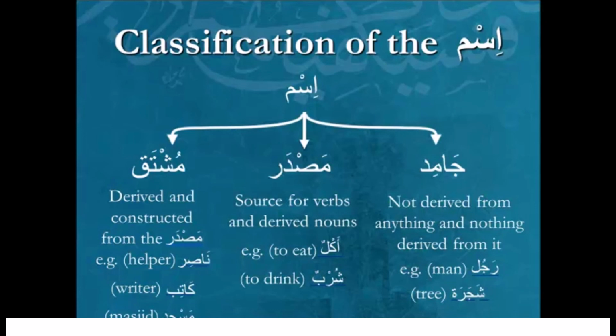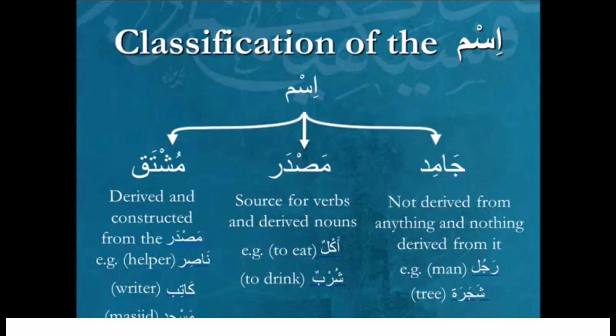On the other hand, we have Aklun and Shurbun. Aklun means eating and Shurbun means drinking. In other words, the act of eating and the act of drinking. So there's action, there's no tense. Because if you have a tense, then it becomes a verb. You see, and it's not what we're talking about anymore, right? So that's called masdar, launching pad.